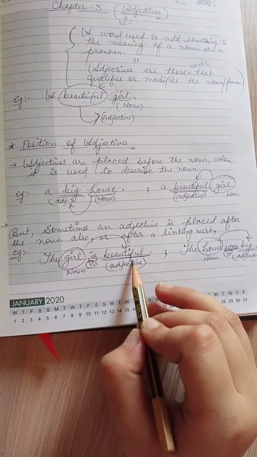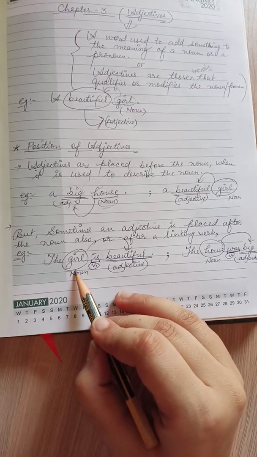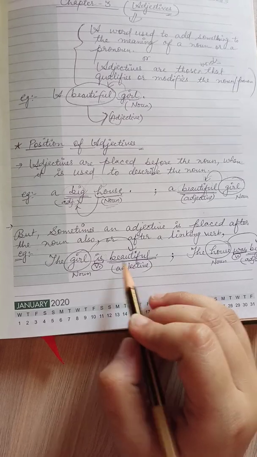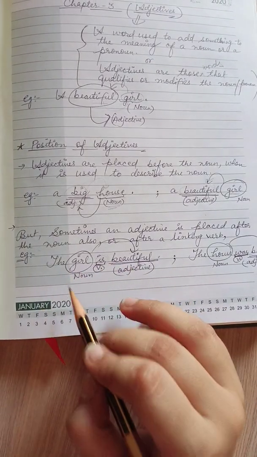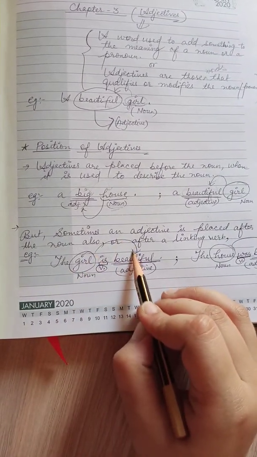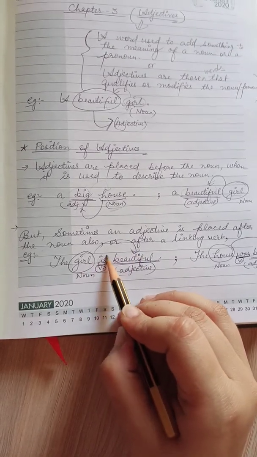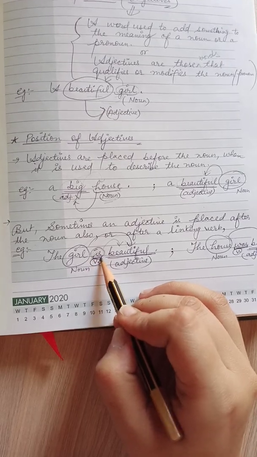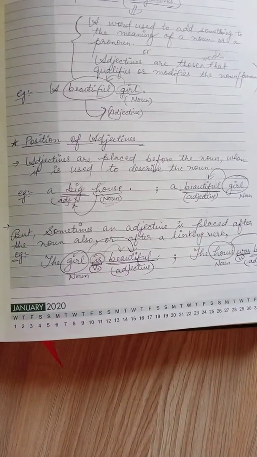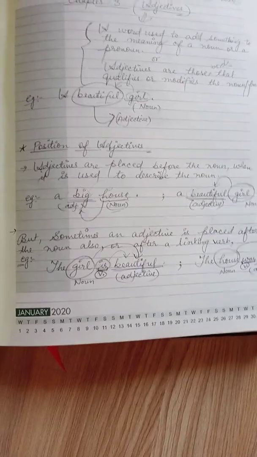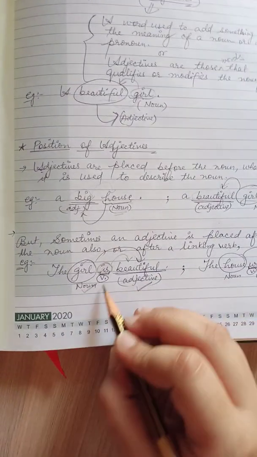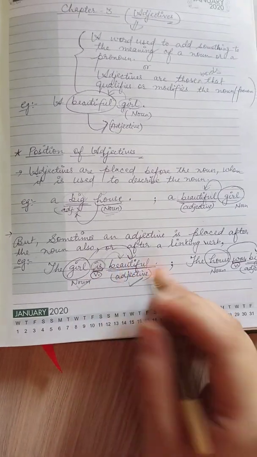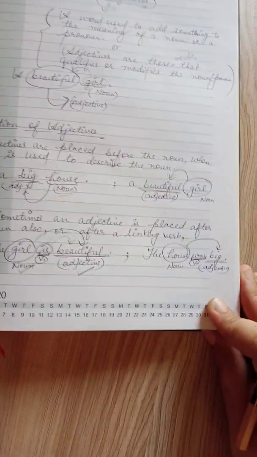The girl is beautiful. Here girl is a noun, we already know. Is is our verb, and beautiful is the adjective. So beautiful is not coming before the noun, you can see. It is placed after the noun, or you can say after this linking verb is. Why is it called a linking verb? The word itself means, linking means to connect, and it is connecting both noun and adjective, therefore it is called a linking verb. So after this linking verb also, we are placing our adjective.